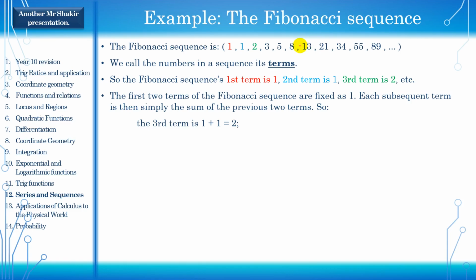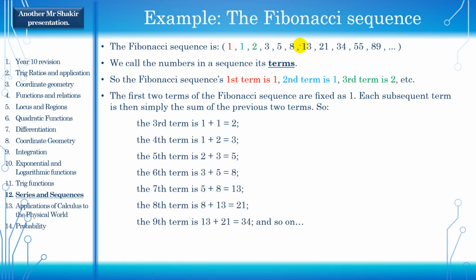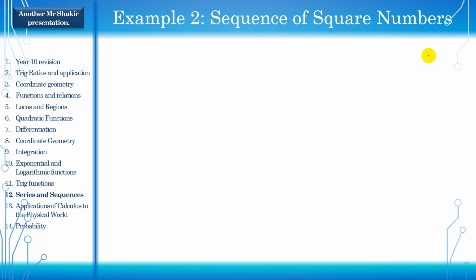So the third term is 1 plus 1 is 2. The fourth term is 3. Fifth term is 5, kind of like what I just explained, and so on. It keeps happening. To get the next term after this, you just add 55 and 89. So the Fibonacci sequence is a set of numbers, and they are arranged in order. And remember our criteria, we can predict the next term. There is a pattern, and that's why it's a sequence.